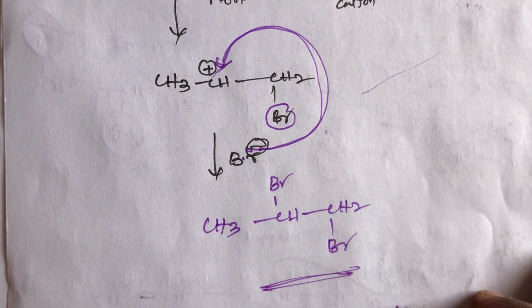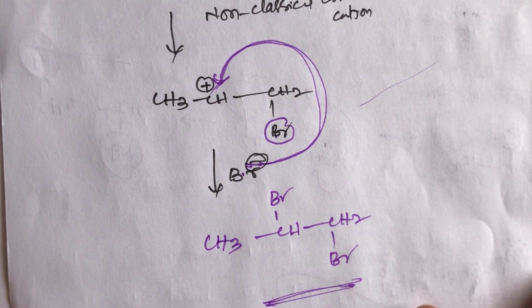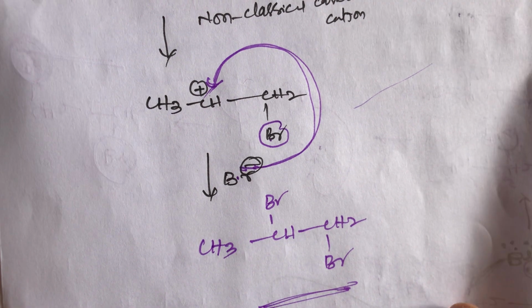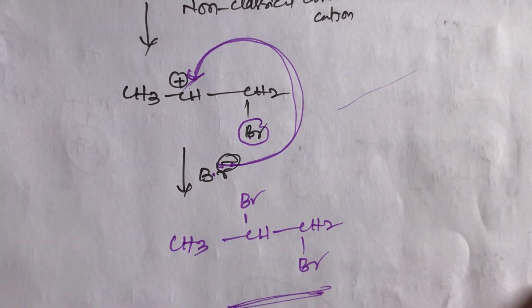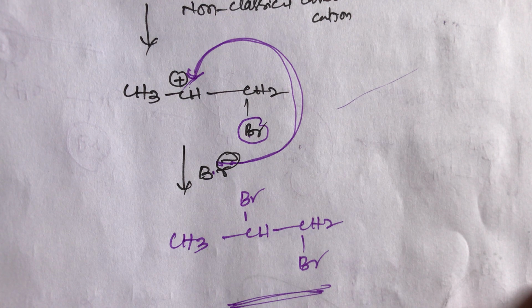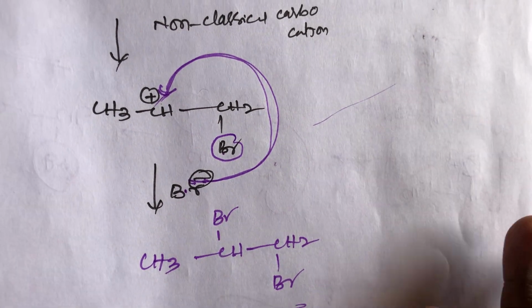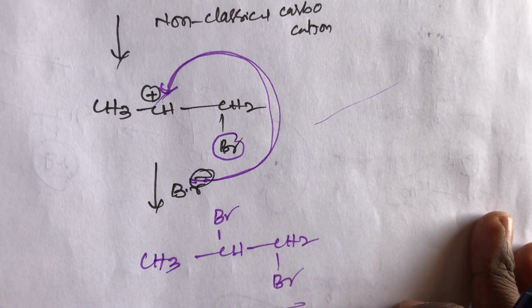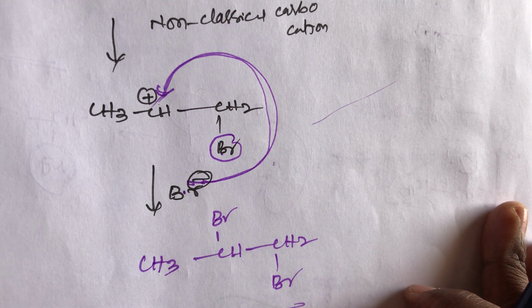So generally halogenation, addition of halogens, undergoes anti-addition reaction. Why? Because if a compound has lone pairs of electrons, that compound will undergo anti-addition reaction. So here the halogens have lone pairs of electrons, so that's why it always undergoes anti-addition reaction.